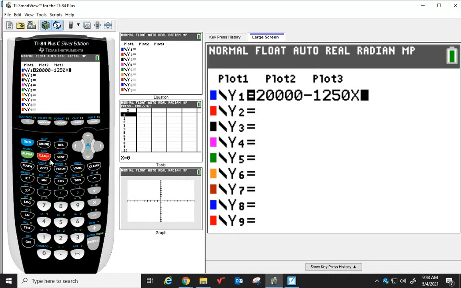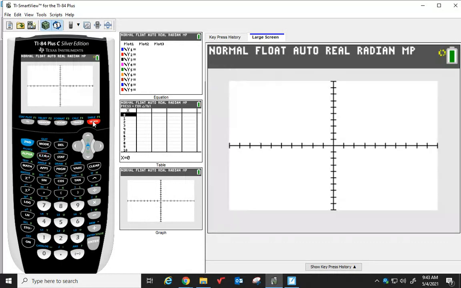Now, if I graph this, I'm not going to get a very good graph. Let's see what we get here. I don't see anything, okay? So this clearly is not good enough window settings to deal with this. What we can do is we can try using the zoom fit feature just to see if the calculator will give me a good view of what the graph is.